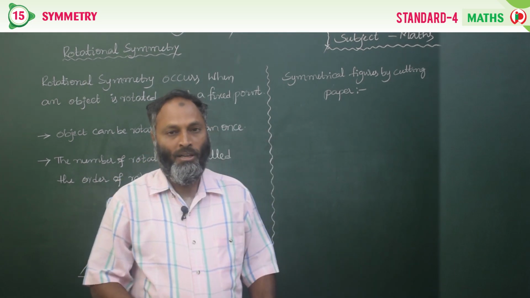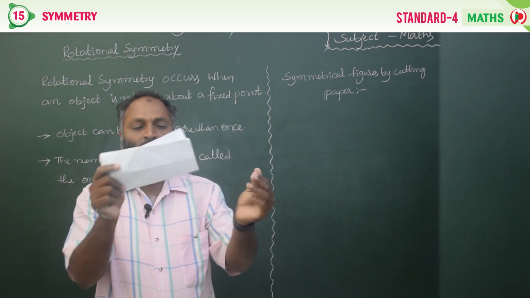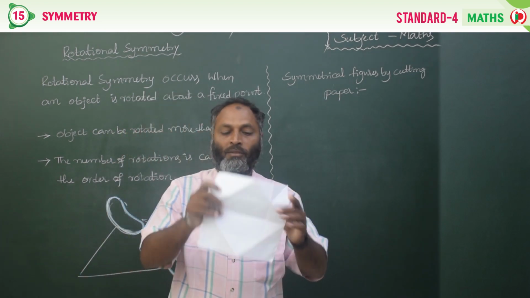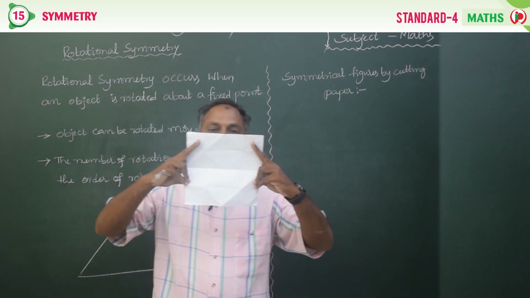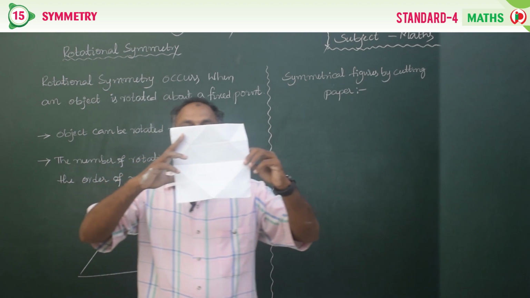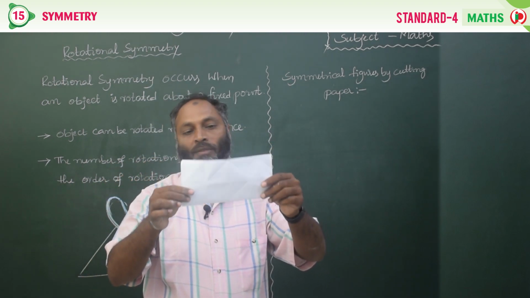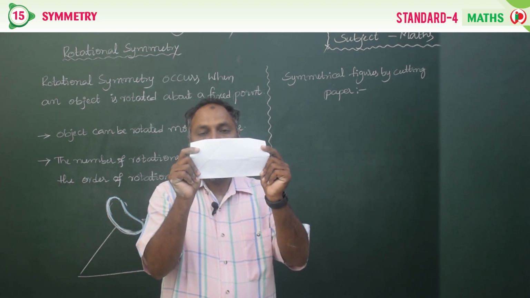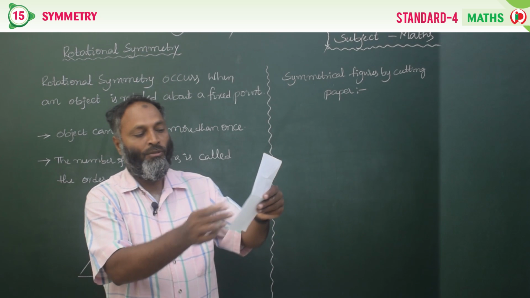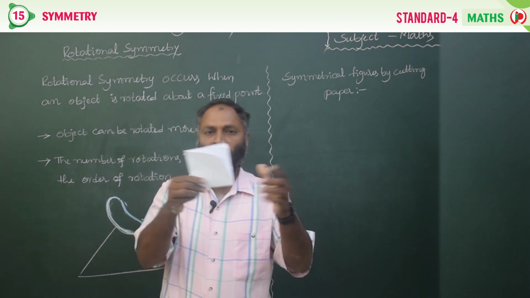Then after that you fold it in half. First we should take a square shape, a square sheet. Then in the second step, make it two equal halves, and you will get a rectangular shape. So this is the second step. Then again you fold from the middle, and you will get like this. This is your third step.